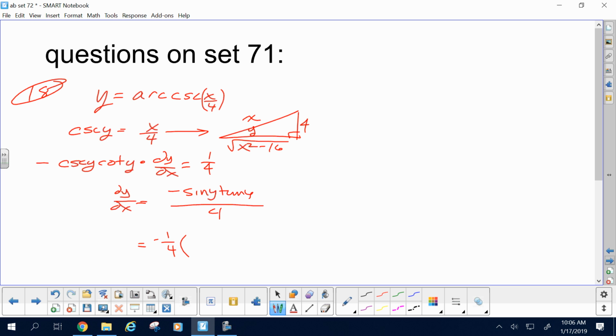Okay. Now, the sine of y. What's the sine of y? 4 over x. And what's tangent of y?